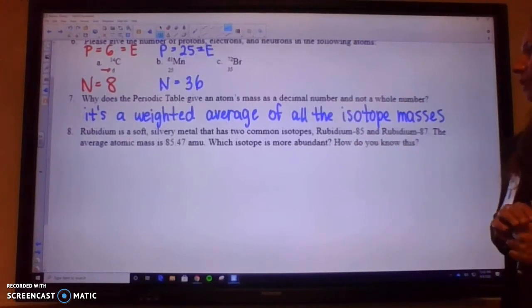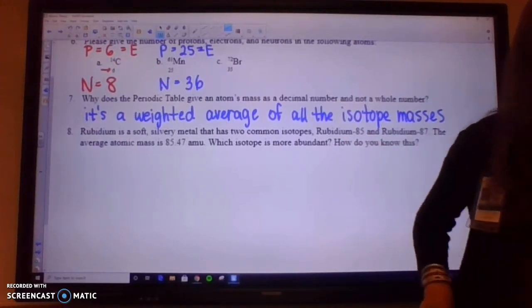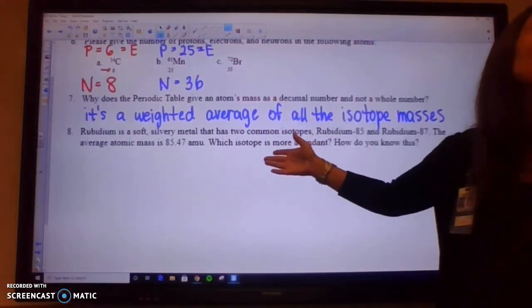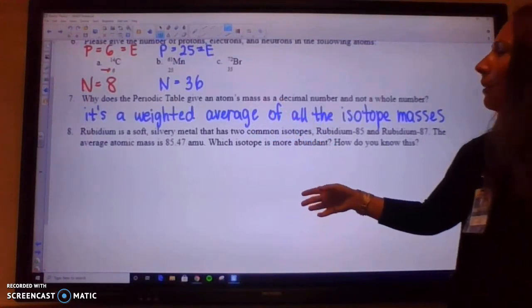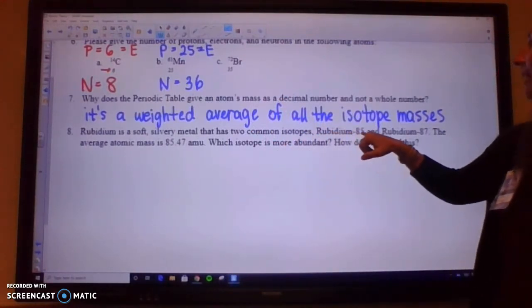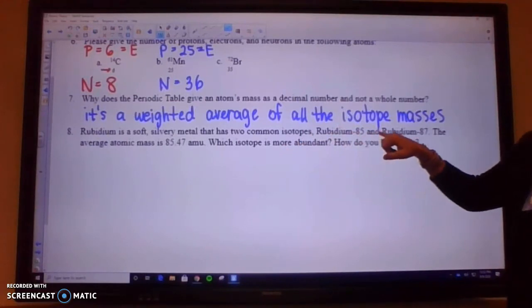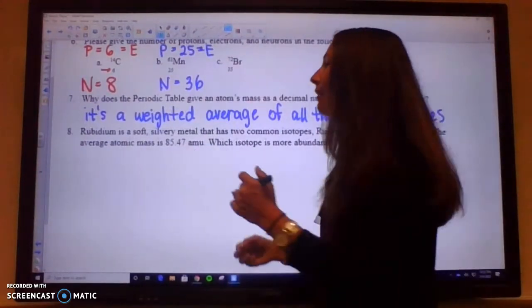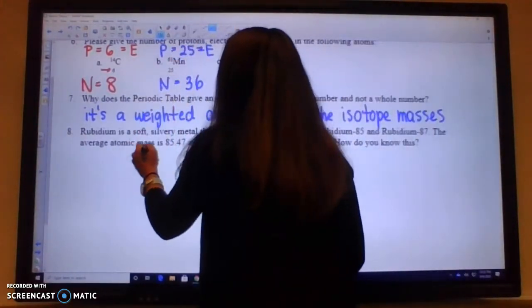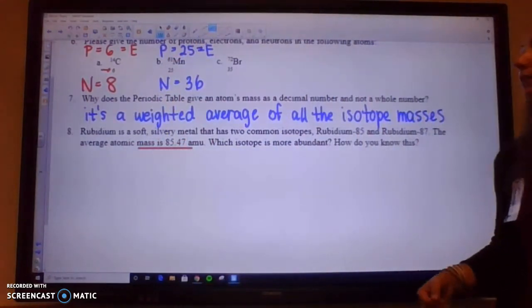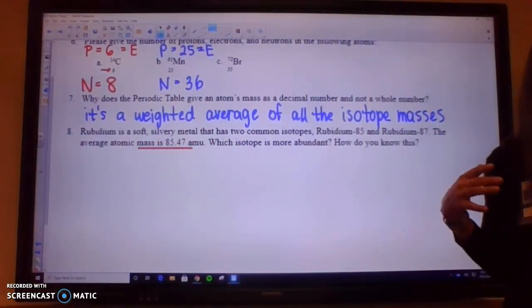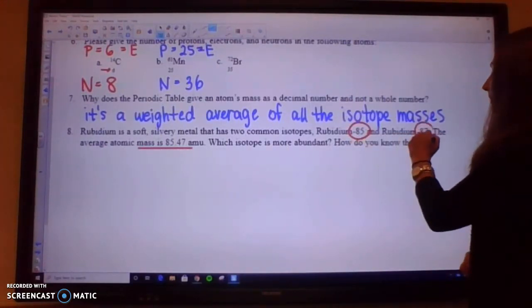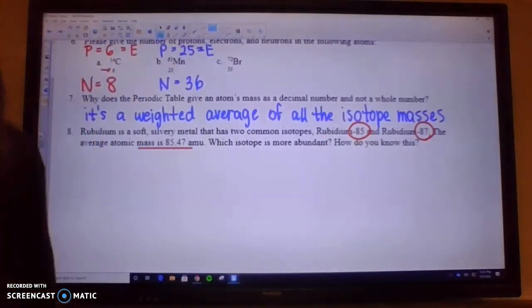And then this last question, you have not the same thing, but something very similar on your test. It gives you a little fluff about rubidium. It's telling you it's a soft metal, and it has 2 isotopes, rubidium 85, that means it has a mass of 85, and rubidium 87. So then it tells you its average atomic mass, this is really important information, is 85.47. Which isotope is more abundant and why? So what would y'all say? Which one? 85 or 87? 85. And I'll get that in a second.